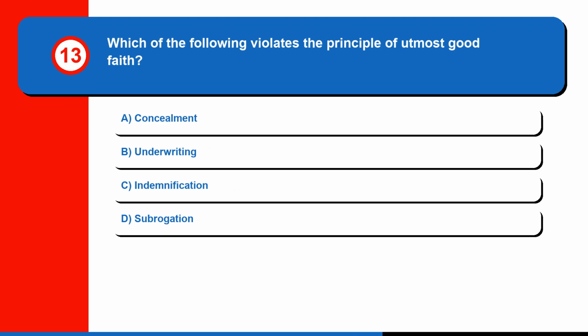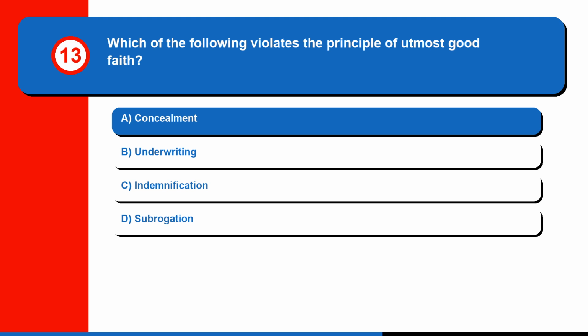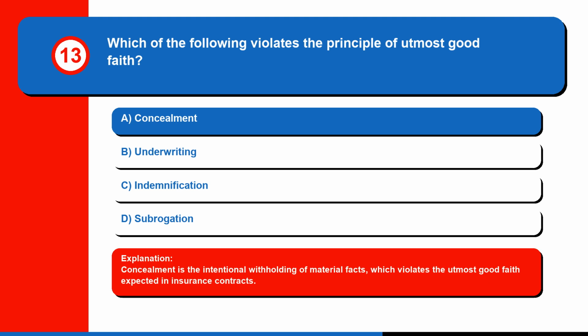Question 13. Which of the following violates the principle of utmost good faith? A. Concealment, B. Underwriting, C. Indemnification, or D. Subrogation. The correct answer is A. Concealment. Concealment is the intentional withholding of material facts, which violates the utmost good faith expected in insurance contracts.